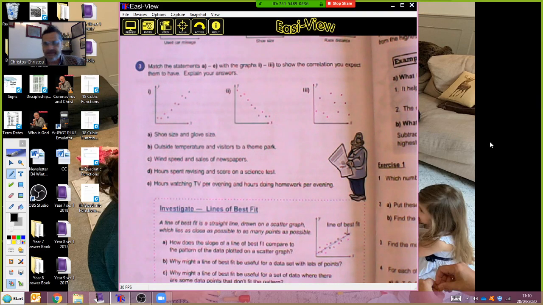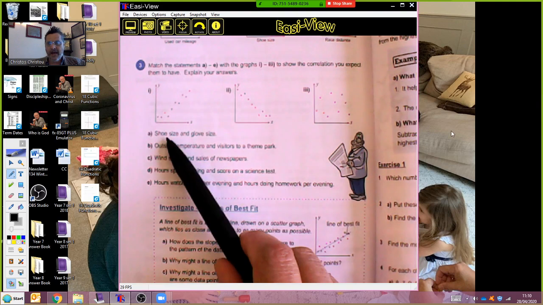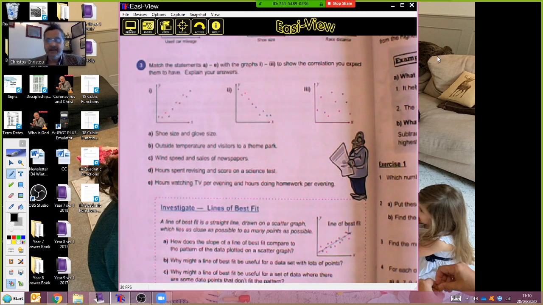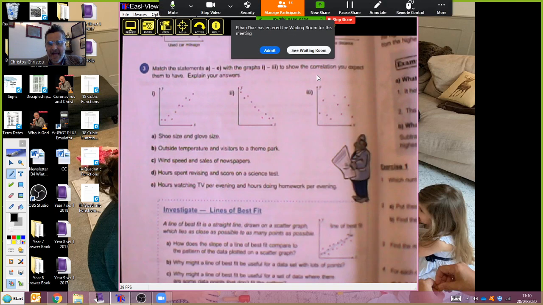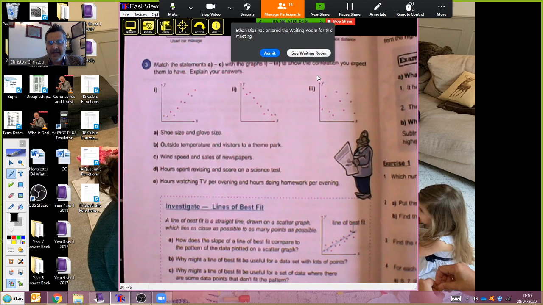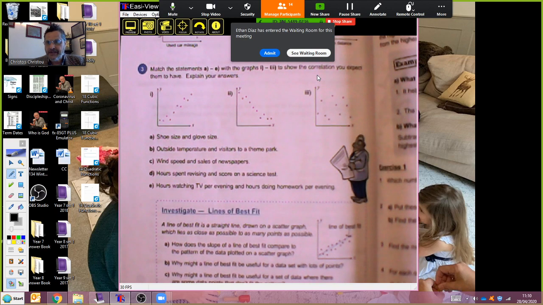I think that's going to be a positive correlation, that one. So I'm going to put A with 1. Why? Because as people get taller, their hands get bigger, and so do their feet. So you'd expect shoe size and glove size to both increase in proportion.